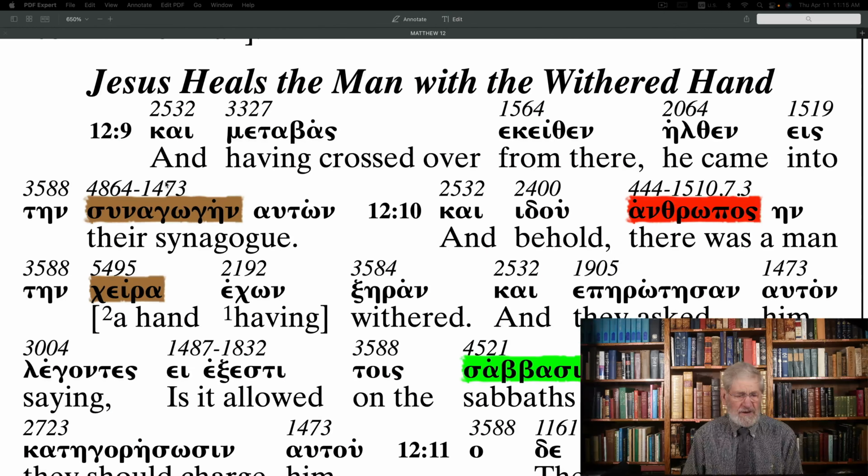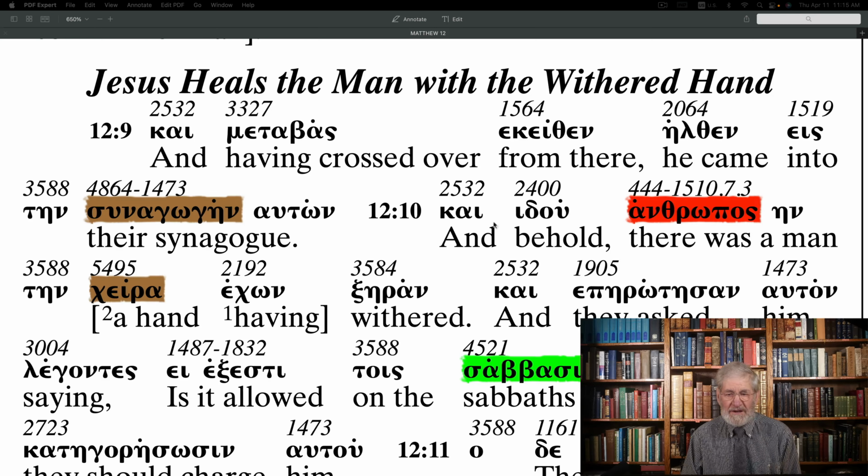It begins in verse 9. Kai metabas ekeithen, and having crossed over from there, ēlthen eis tēn synagōgēn autōn, He came into their synagogue. So now he is in a church type of an atmosphere. Religious people that are going to hear things of God, hopefully, and a rabbi that leads them.